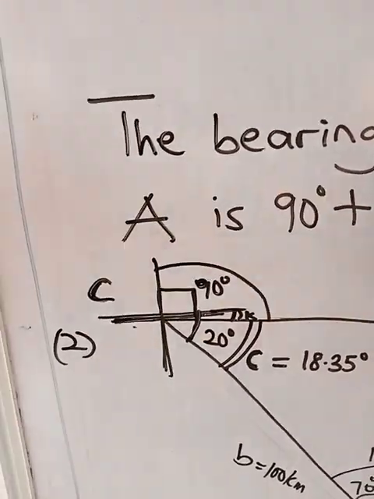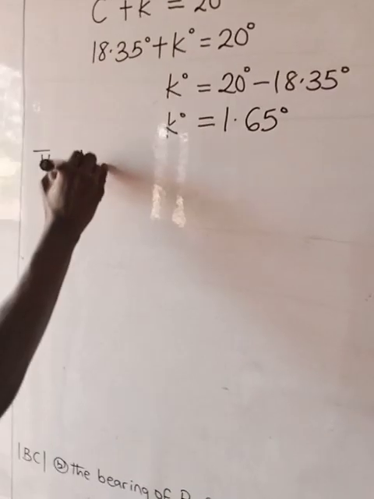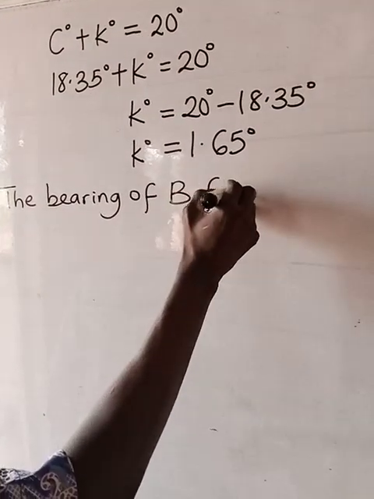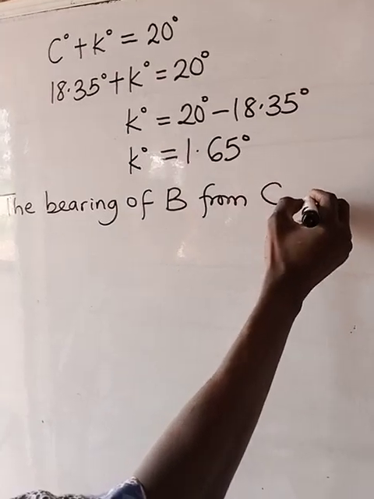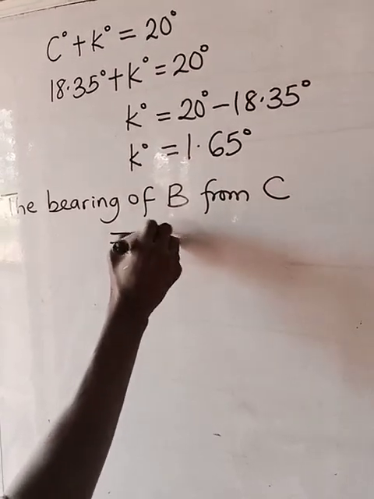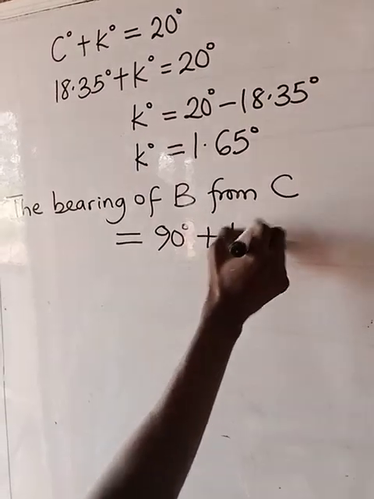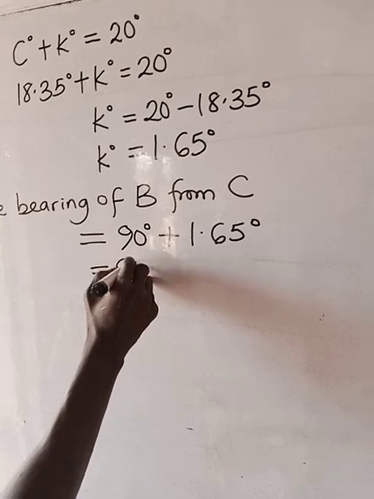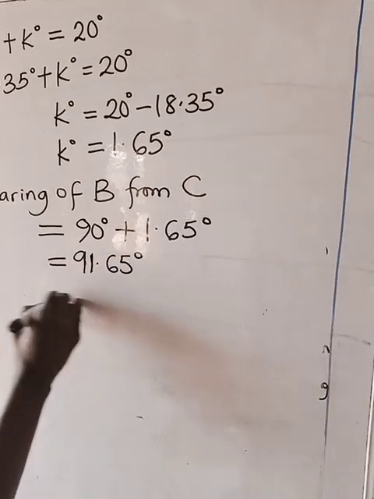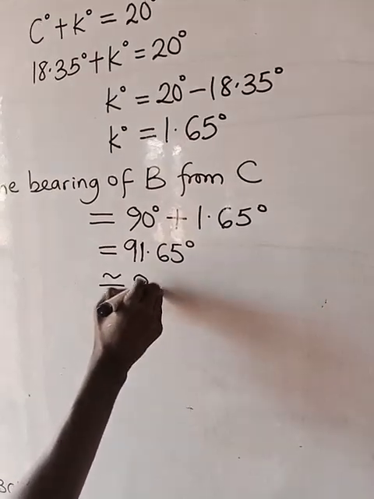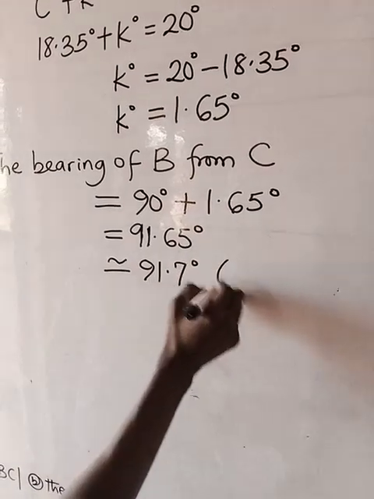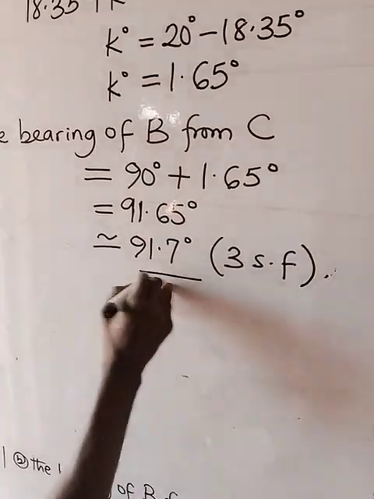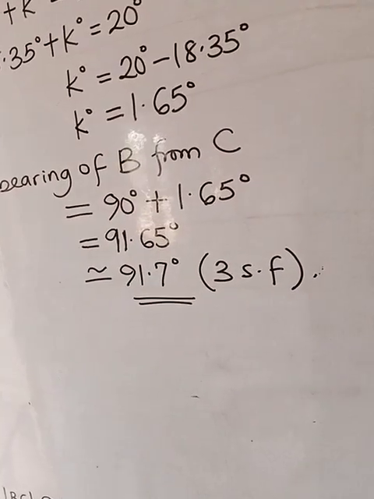Then the bearing of B from C will now be equal to 90 degrees plus 1.65 degrees. And that is 91.65 degrees, or you bring it to 91.7 degrees, to 3 significant figures or 1 decimal place. So that's the bearing of B from C.